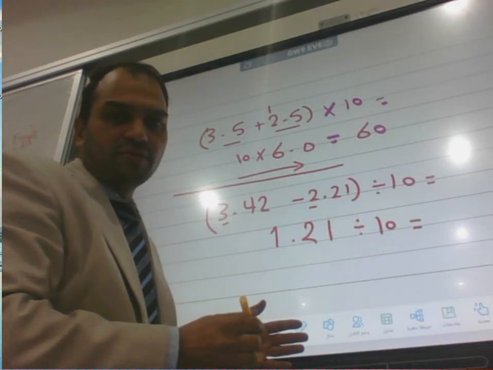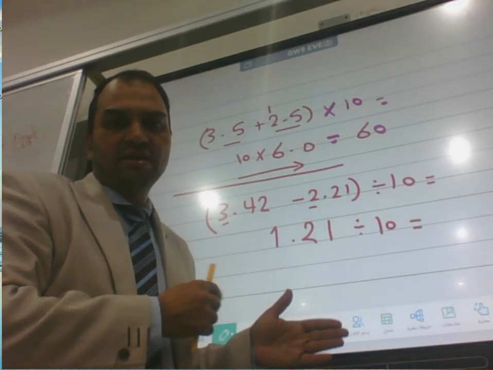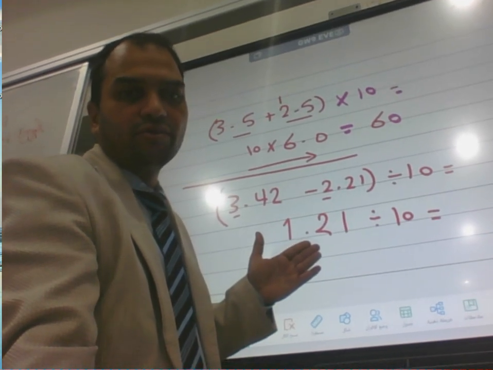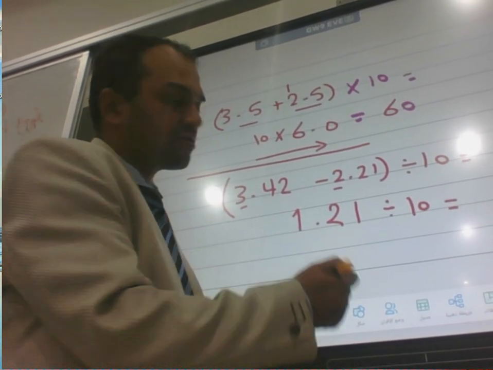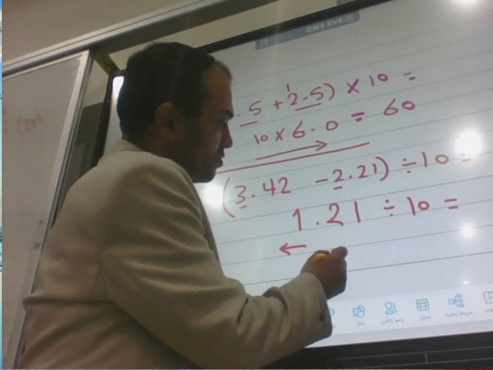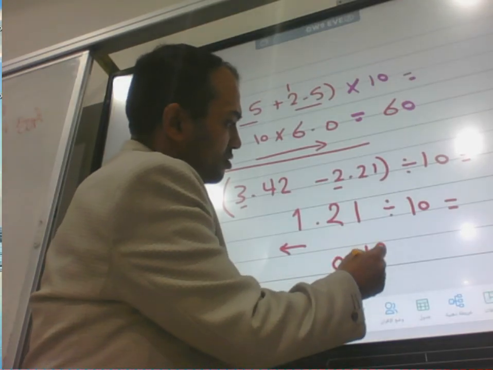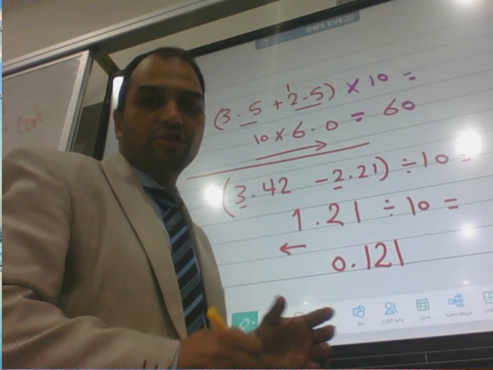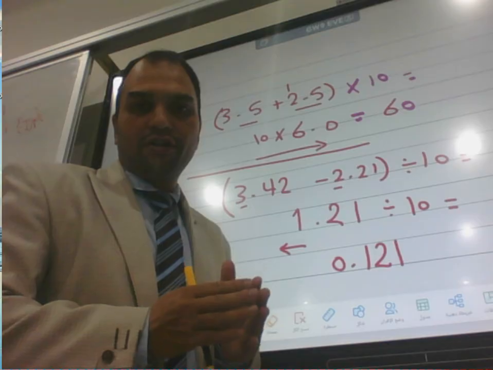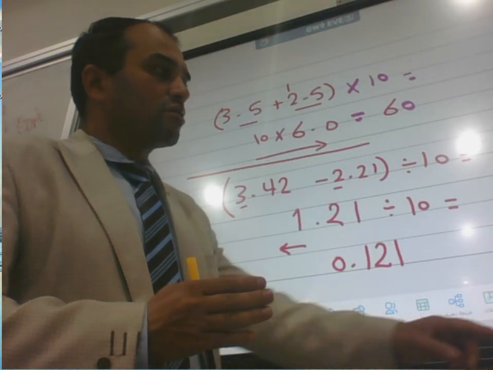To divide by 10, you must move the point left by one place. Look at here, we move the point to the left by one place, like 0.121. It will be 121 thousandths. 121 thousandths. And what about this example?